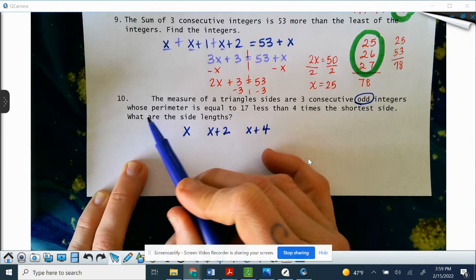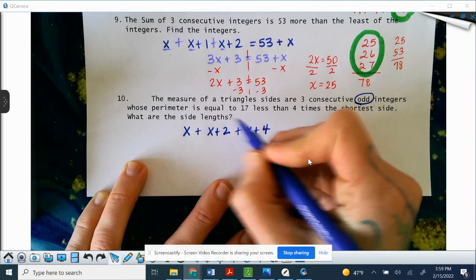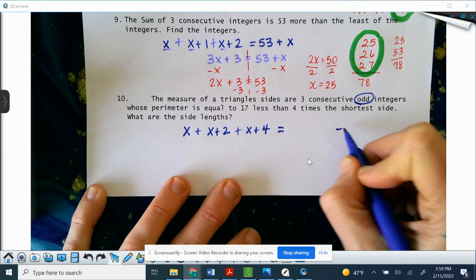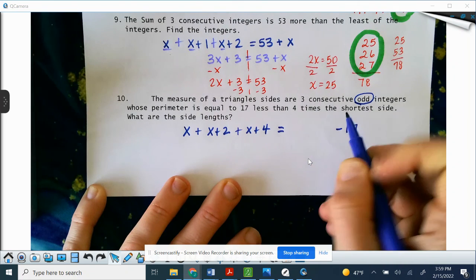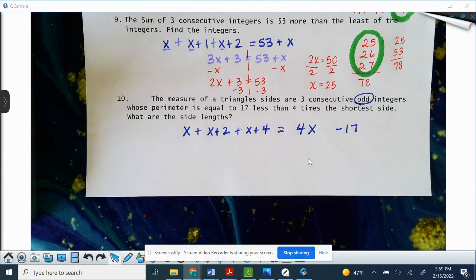The perimeter means that they're going to be added together because you walked around the 3, is equal to 17 less than, so that means the 17 is going on the back end, 4 times the shortest side. And the shortest side is x, so 4x. 4 times the shortest side. What are the side lengths?